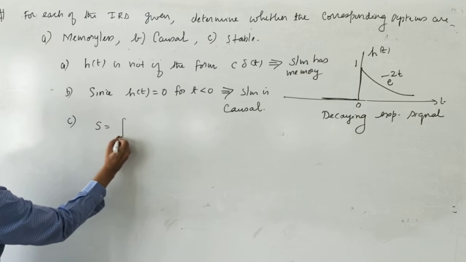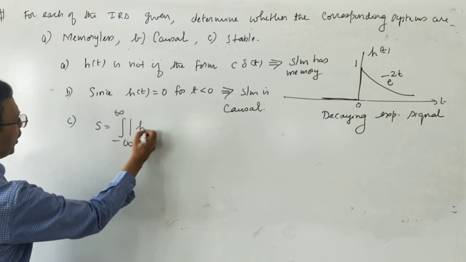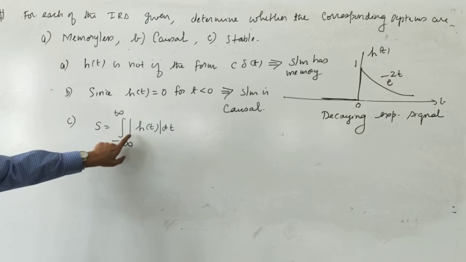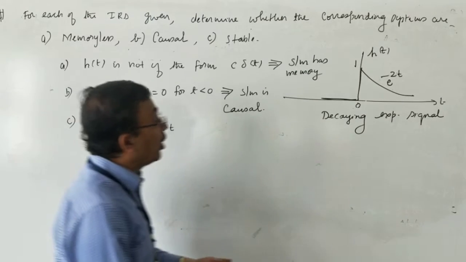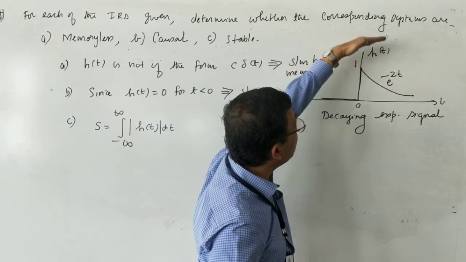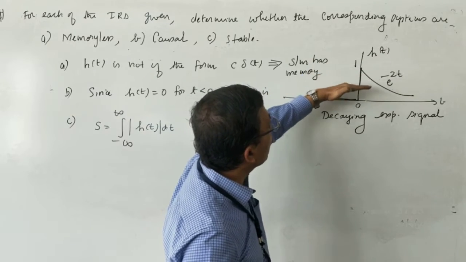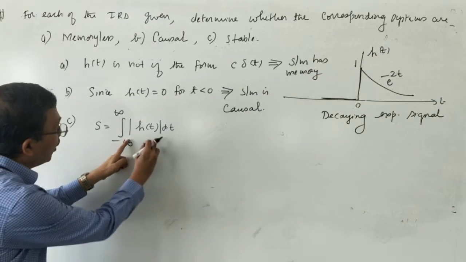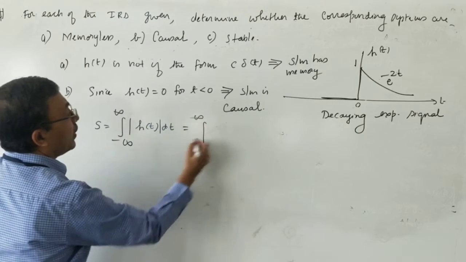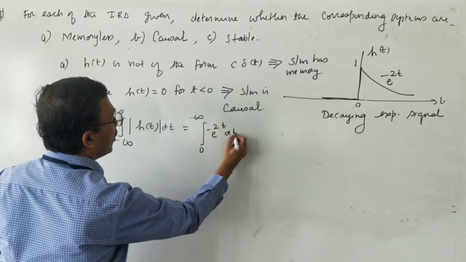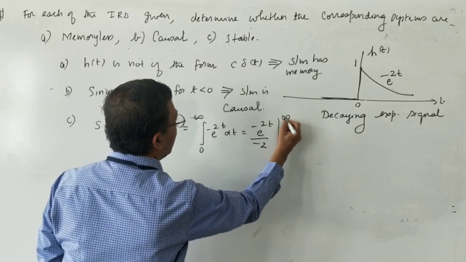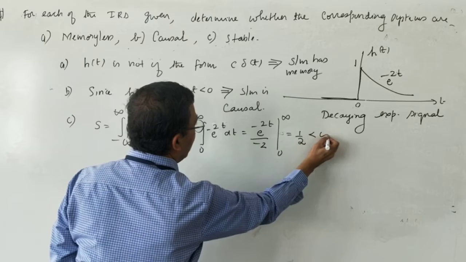S equals integration minus infinity to plus infinity modulus of h of t dt. See here, this modulus has got no meaning for this problem because the entire curve lies above the 0 volt axis. Magnitude of positive area only. Therefore, this modulus is redundant for this problem. Integration from 0 to infinity e to the power minus 2t dt, which is e to the power minus 2t divided by minus 2 between 0 and infinity, is equal to half, which is less than infinity.